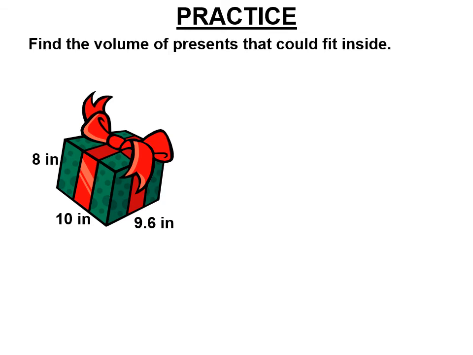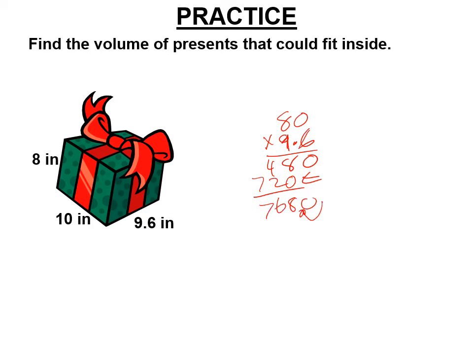So we just multiply the 3 dimensions. 8 times 10 is 80. And then we're going to do 80 times 9.6. 6 times 0. 6 times 8 is 48. Step over, that's a 9. 9 times 0 is 0. 9 times 8 is 72. And we have one number to the right of the decimal. So 768 cubic inches of presents will fit inside, right?